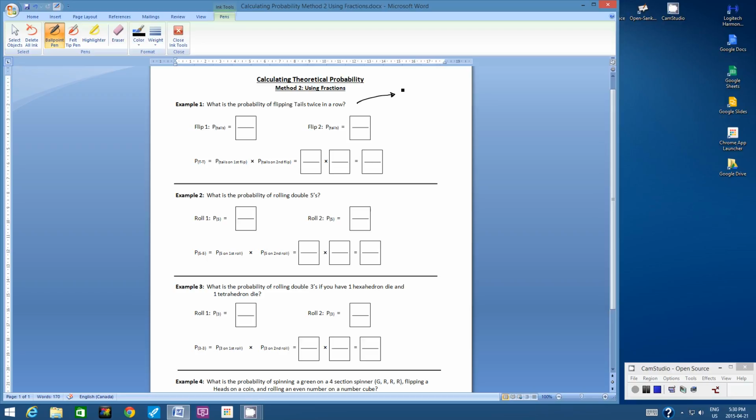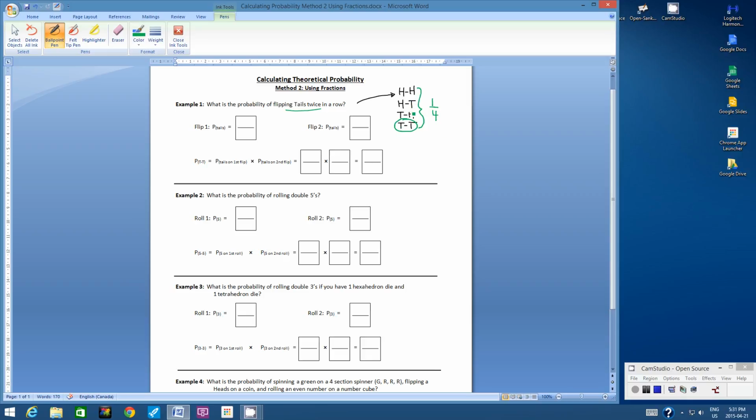If we were to do it in a systematic way, we could have heads on the first flip and heads on the second flip. We can then have heads on the first flip and tails on the second flip. We can have tails on the first flip and heads on the second flip, and then tails on the first flip and tails on the second flip. So what is this question asking? It is asking the probability of flipping tails twice in a row, so that is this outcome right here. If we look at this list of outcomes, this would occur 1 out of 4 times.